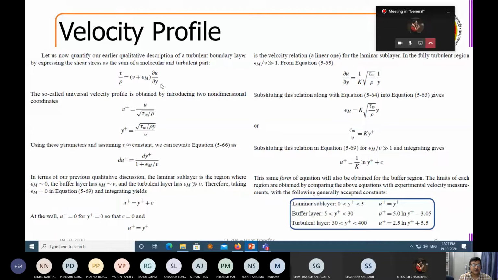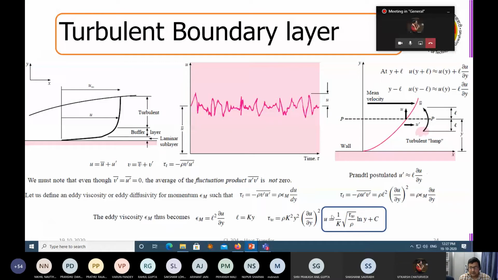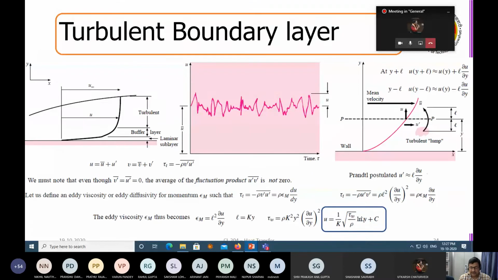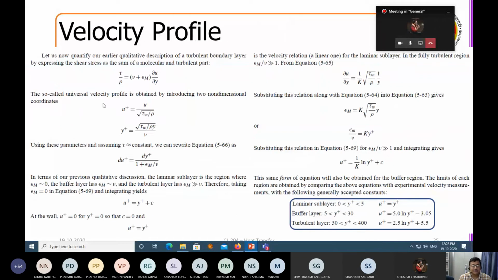Now what you do, you define two non-dimensional parameters. One is called u plus and the other is called y plus. U plus is nothing but u divided by root over tau by rho. This is what you define. And y plus you define very similarly from this equation only. If you define u plus and y plus likewise and plug these two into this particular equation, you get a dimensionless form like this.